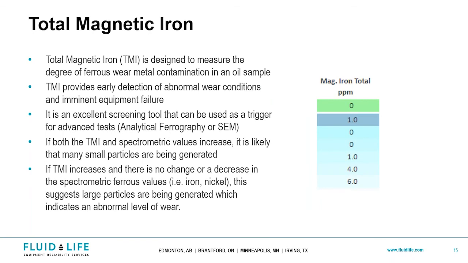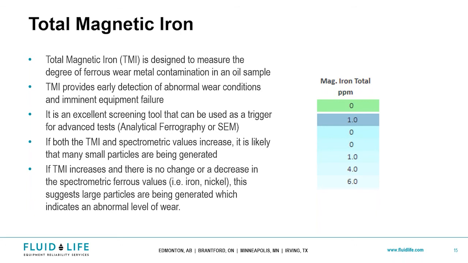Now we're on to total magnetic iron. What we call total magnetic iron, or TMI, is the equivalent of a PQ test. It's just reported a little bit differently, so we can talk about that a little bit. But TMI is designed to measure the degree of ferrous wear metal contamination in an oil sample.